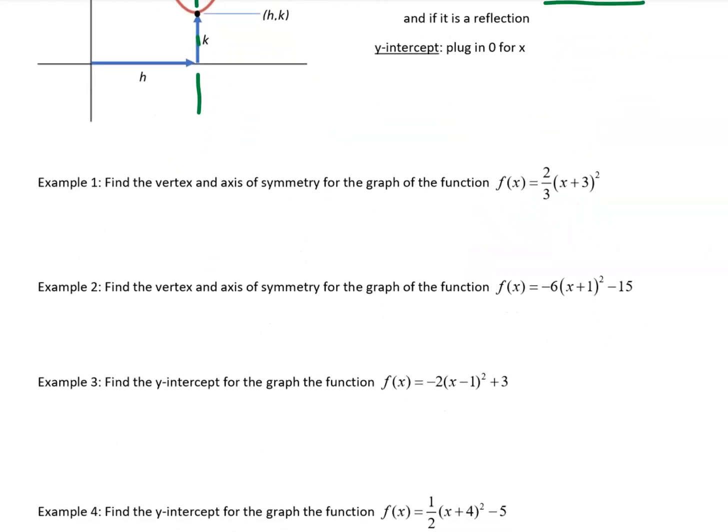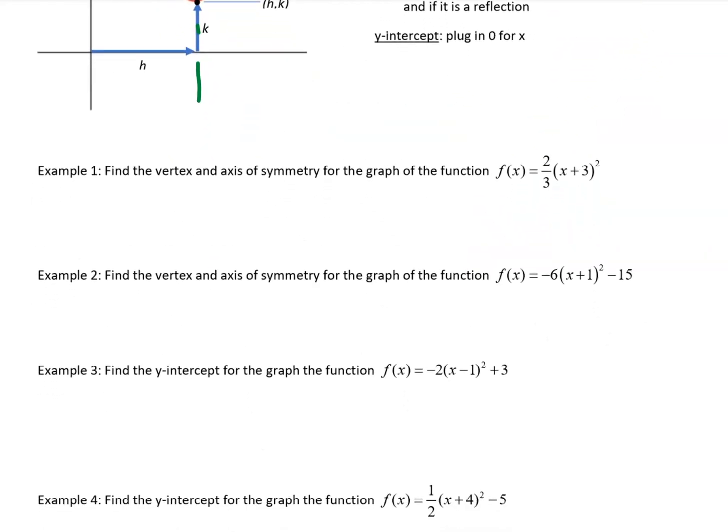It says find the vertex and axis of symmetry for the graph of f of x equals 2/3 times (x plus 3) squared. So what I want you to do is identify first what is a, what is h, and what is k. Out to the side you're going to put a, h, and k. A is that number that's in front of your parentheses. Sometimes A is 1, sometimes A is -1, so look for those as well. But for this, our A is 2/3.